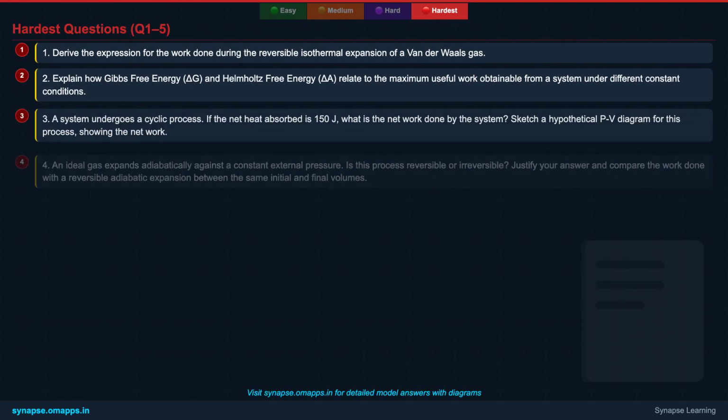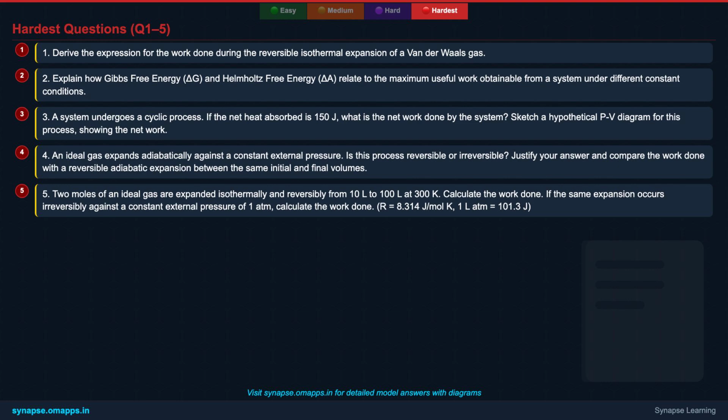Prepare for the ultimate challenge. These first 5 questions demand a comprehensive understanding of work, extending to real gases, free energies, and the nuances of reversible versus irreversible processes. You'll need to apply advanced formulas, interpret thermodynamic principles, and connect concepts across different areas of chemical thermodynamics. Focus on precise derivations and careful application of conditions.